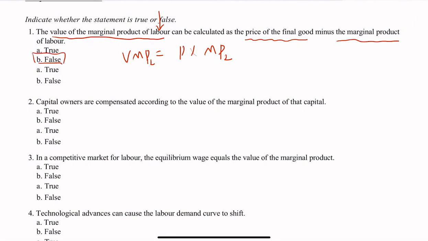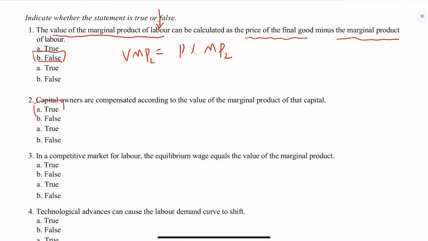Capital owners are compensated according to the value of the marginal product of that capital. We discussed this at the end of the last chapter. So basically, the determination of wage and the determination of the rental price for capital owners are essentially the same. In the end, the rental price should be equal to the value of the marginal product, right? So this one should be true here.